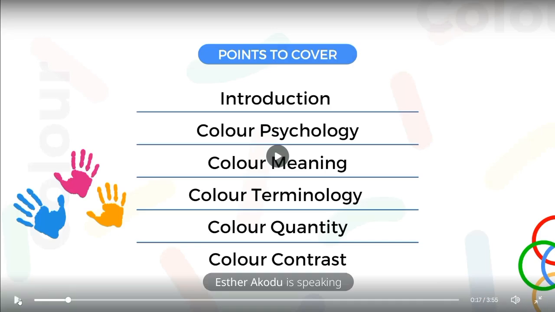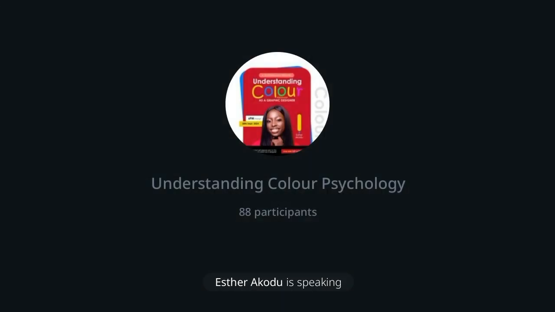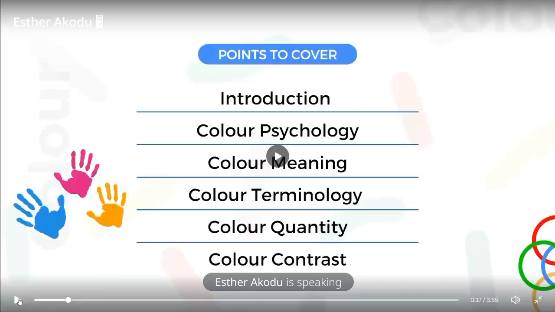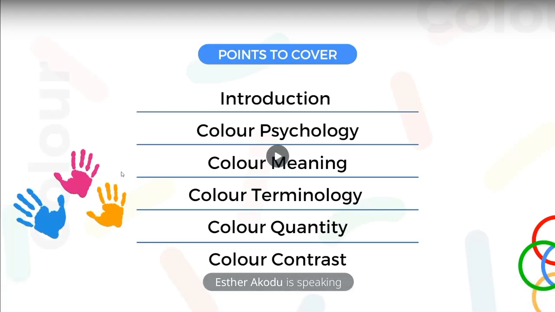So moving on, these are the points we're going to cover in the course of this class. We're going to have a brief introduction, and we're also going to talk about what color psychology is all about. We're going to be talking about color meaning, then some terminologies you should know regarding colors, as well as what color quantity is and color contrast. Understanding these things would make designing easier.